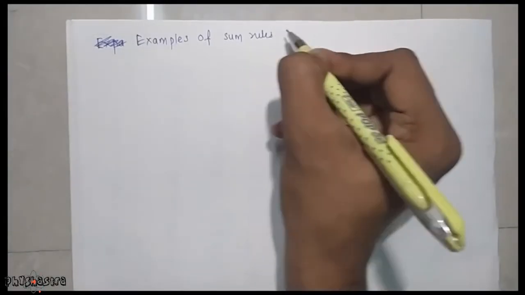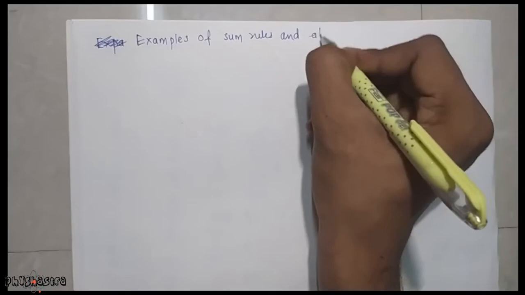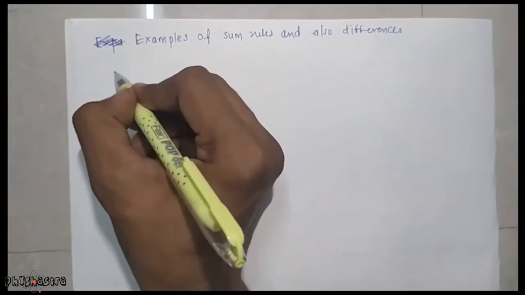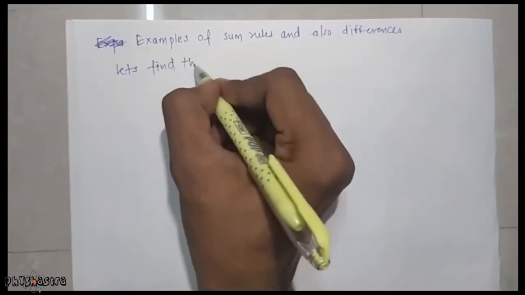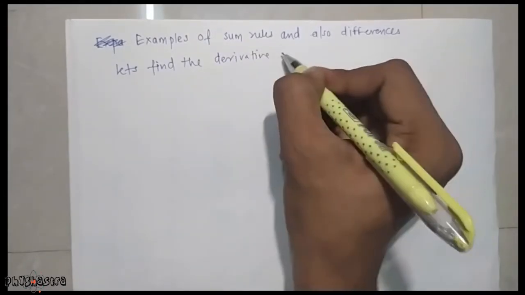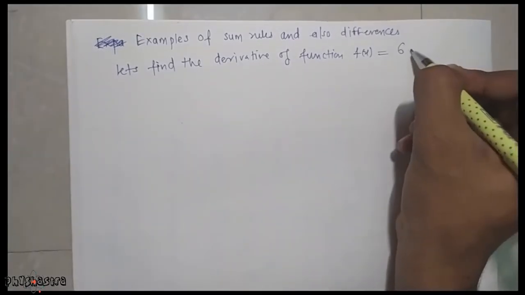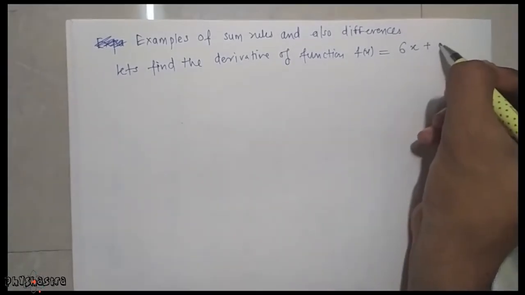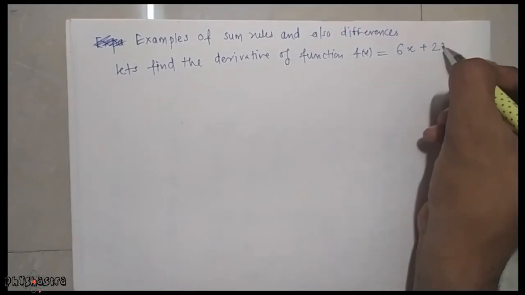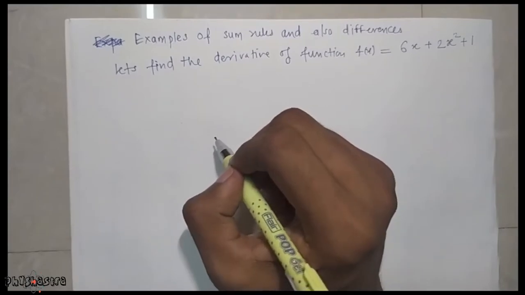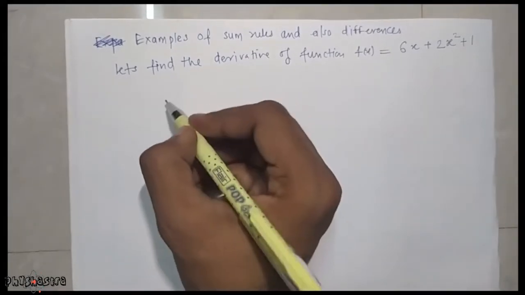Let us understand the sum and difference rule by an example. So first we take the function f of x equal to 6x plus 2x square plus 1. Remember, I forgot to say that whenever I say to find the derivative, I mean to find the derivative d of dx, that is, the derivative of this function with respect to x. Please remember that. That is very important.